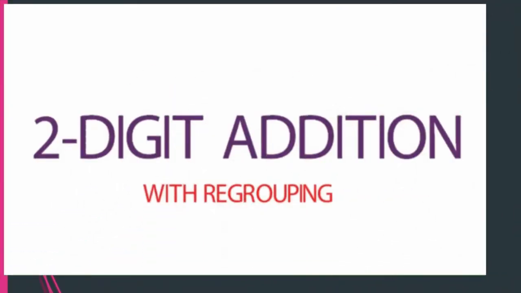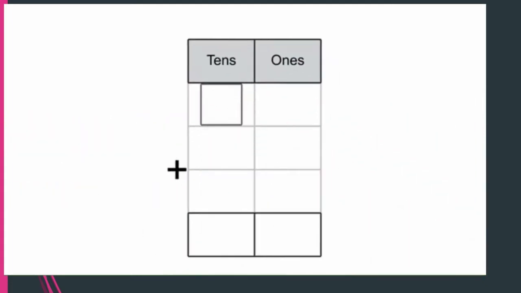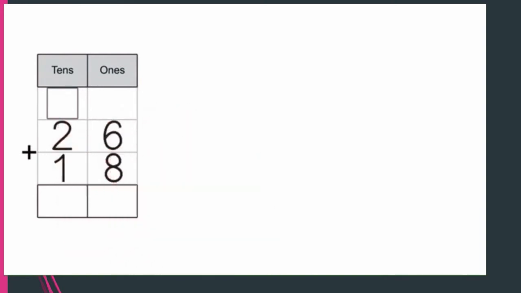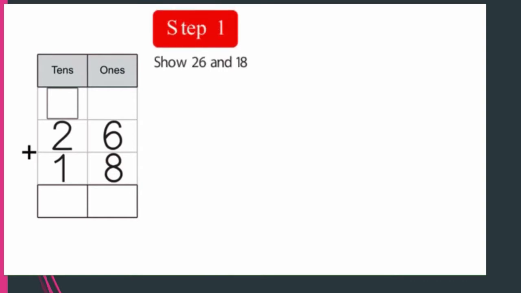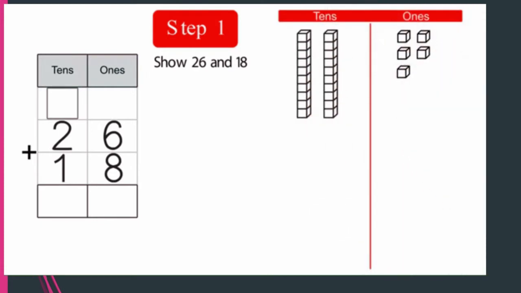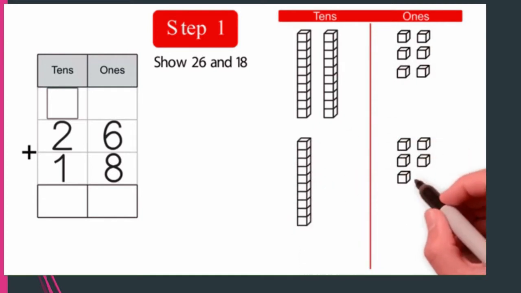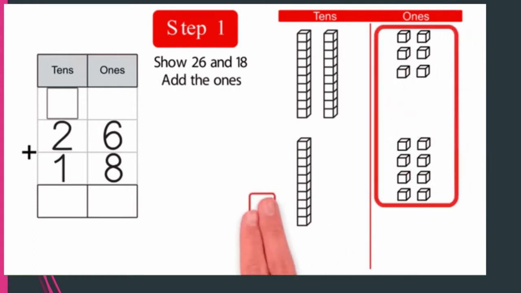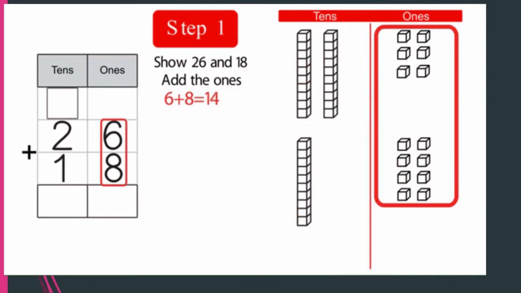Two-digit addition with regrouping. Let's do the first example. 26 plus 18. First, we show 26 and 18. 26 has 2 tens and 6 ones. 18 has 1 ten and 8 ones. We add the ones to make a 10. We are left with 14. So 14 is broken into 10 and 4.